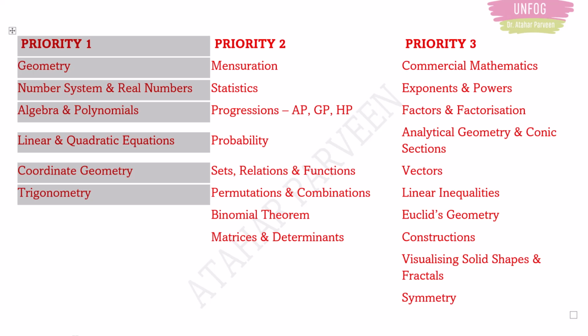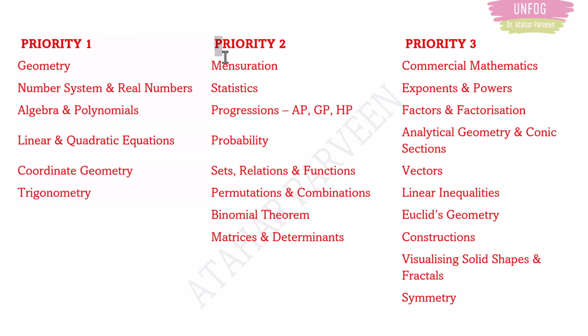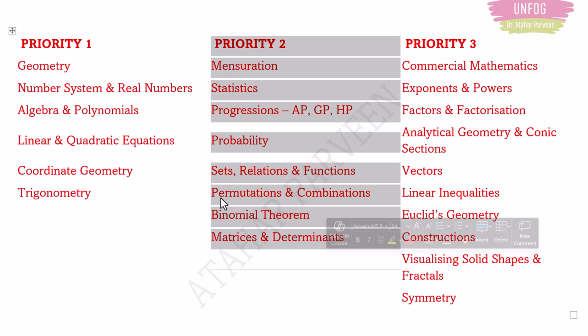Once you are done with this, then go for priority 2 chapters. What are the priority 2 chapters? Mensuration, statistics, progressions. In that also, give more importance to arithmetic progression. GP, I mean geometric progression, and harmonic progression, very less chances are there. Mostly 99% they will ask from arithmetic progression only.